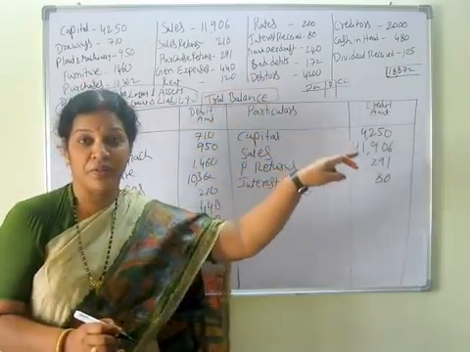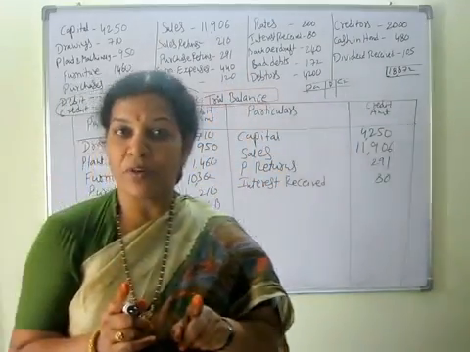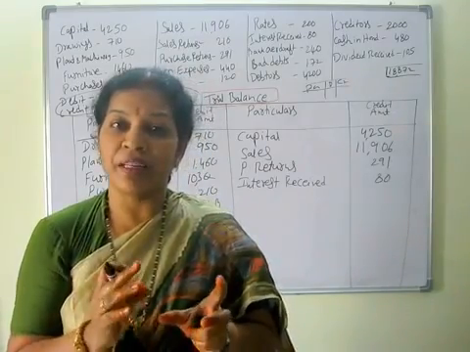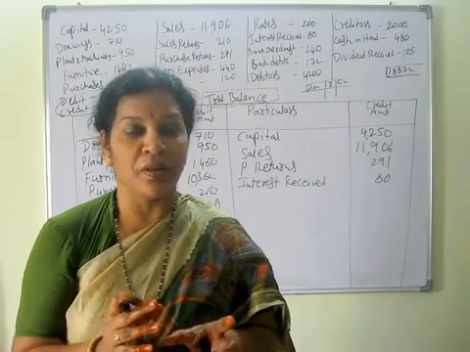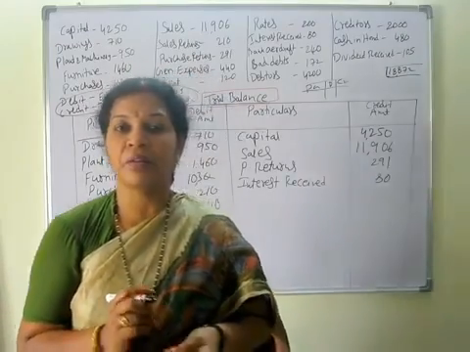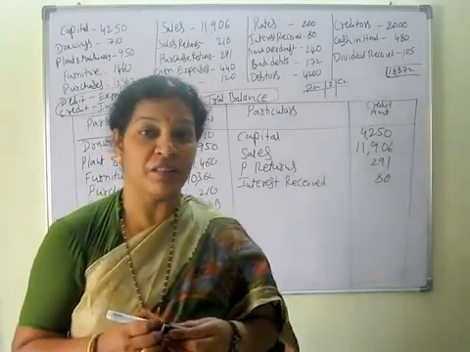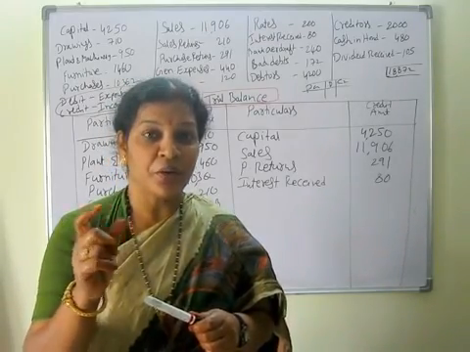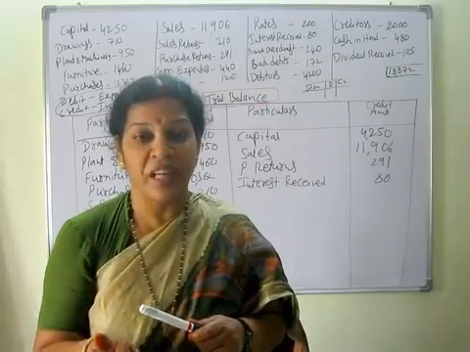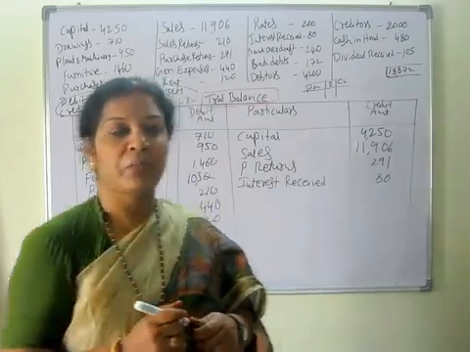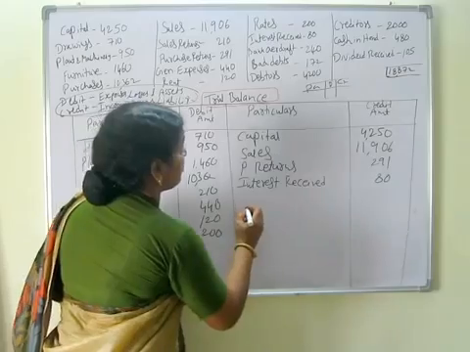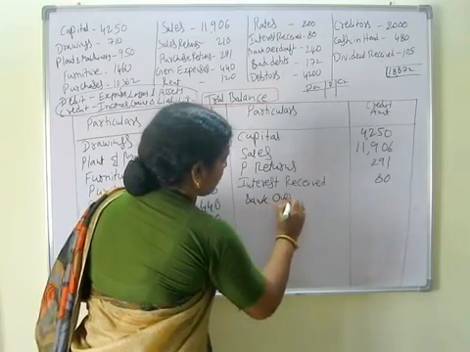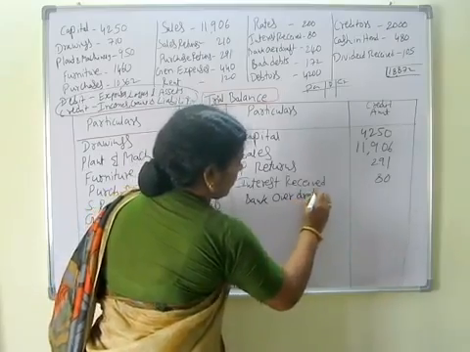Bank overdraft. Bank overdraft means more than the balance. If we are withdrawing more from the bank, that is an overdraft. It means it's a loan. Suppose in my bank account the balance is 10,000. I have withdrawn 12,000. The extra 2,000 is an overdraft. It's a liability, and all the liabilities will be on the credit side. So bank overdraft 240.